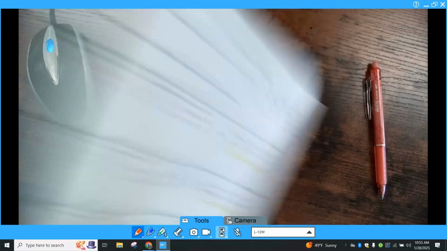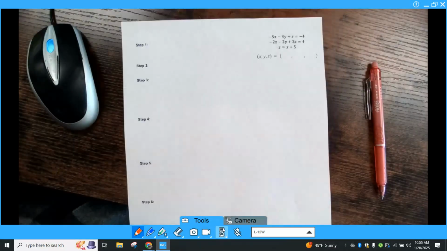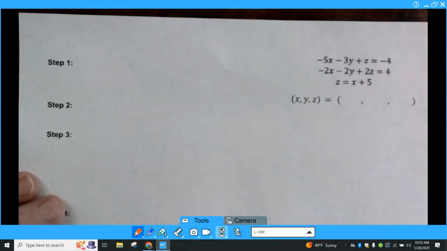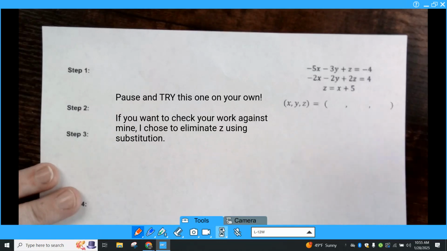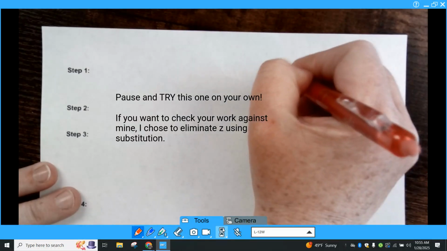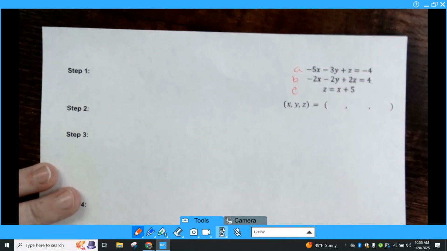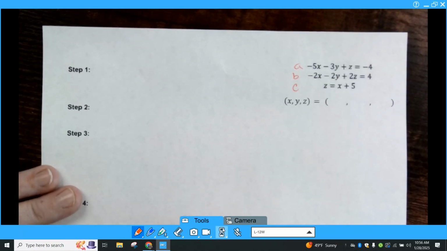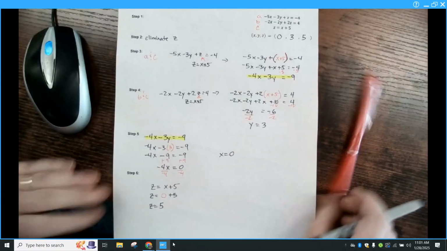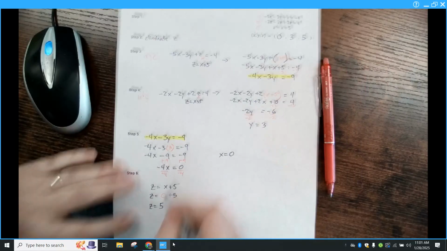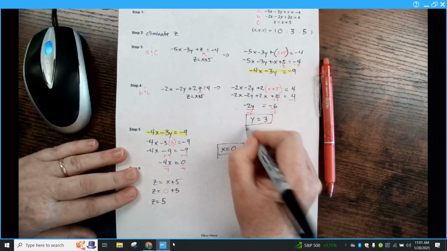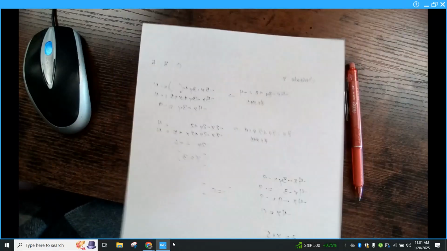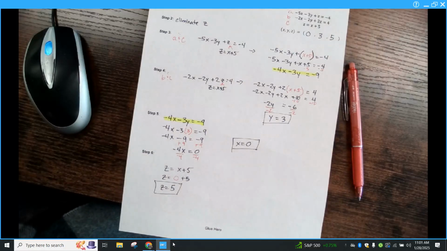Okay, so step 1 for this one. This is the back side of yours. Step 1 is to label these A, B, C. Now, this is step 2. A really nice problem. Glue those. Add some extra notes if you need to. Add anything that helps you, any arrows, because these can get confusing. They can be long. Okay, there you go.